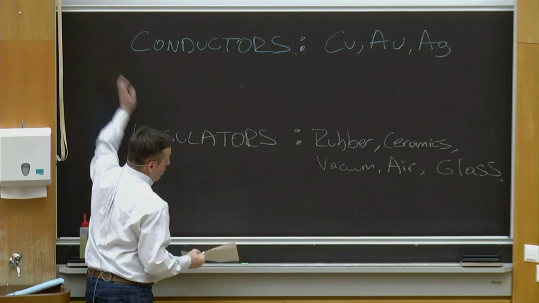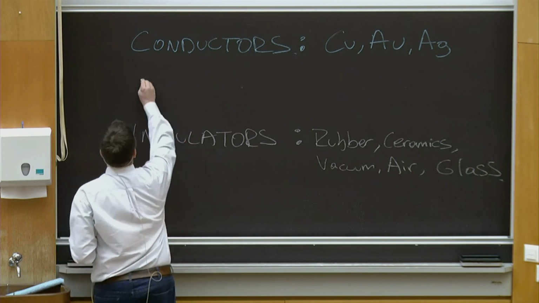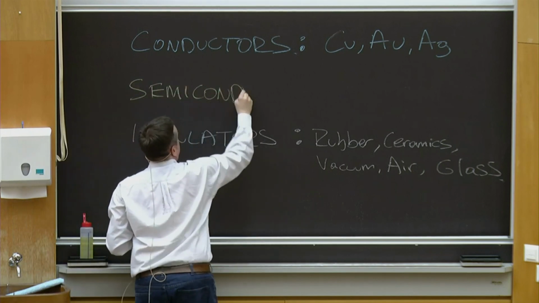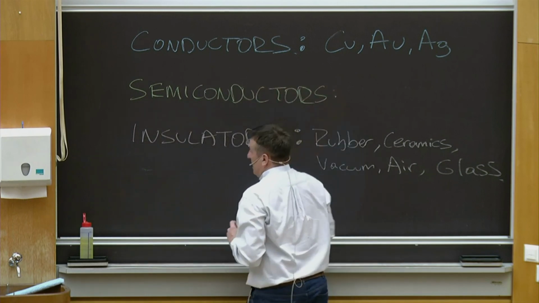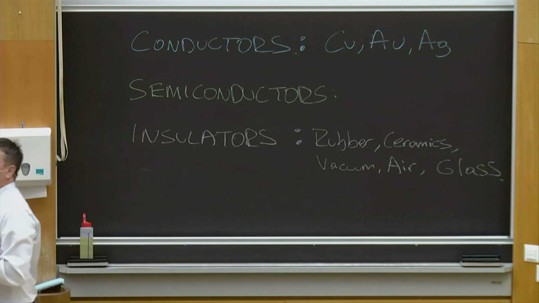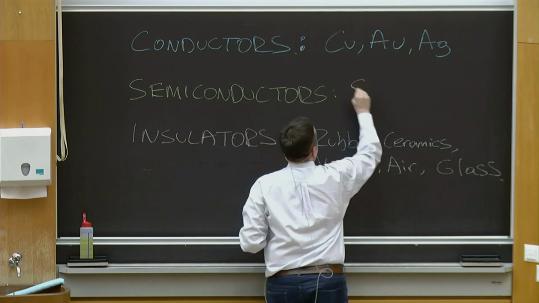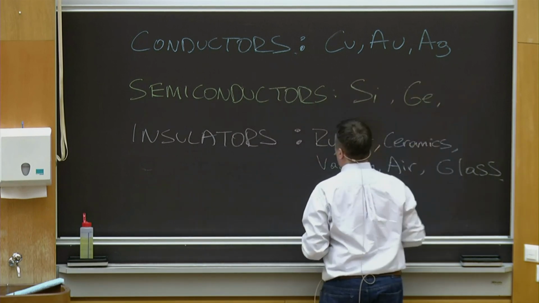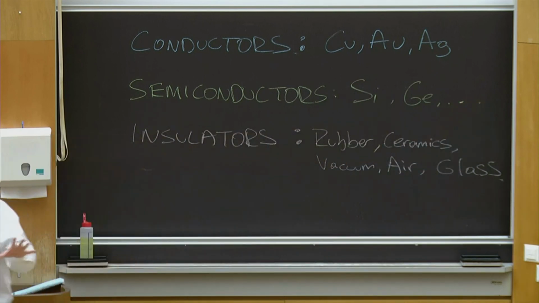But then there is one more material that is very interesting for us. These are semiconductors. They wanted to be conductors, but they didn't manage it, so they are semiconductors. I'll spare you the agony. Silicon is one, germanium, or there could even be combinations of these. Now, these are very interesting materials. Anybody know why I care so much about them?